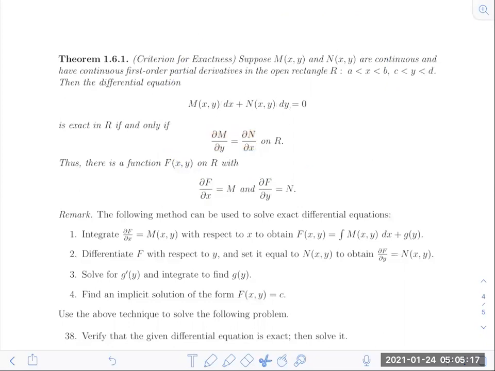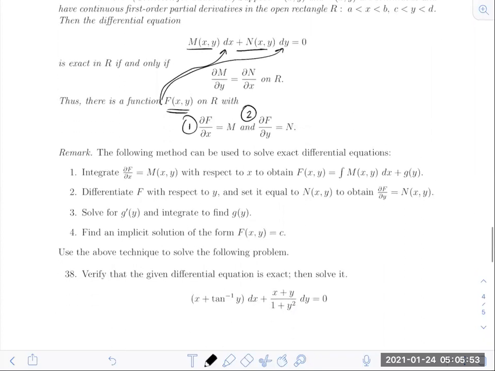In that case, that means that we have a particular method that we can follow in order to solve this exact equation. In particular, let's let f be the solution of this differential equation. So that means that if we take the partial of f with respect to x, we should get out M, and if we take the partial of f with respect to y, we should get out N. So we can set up these two equations, del f del x equals M and del f del y equals N. From those two differential equations, we can work backwards to recover f.